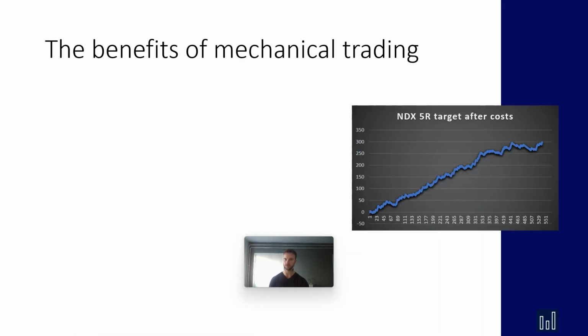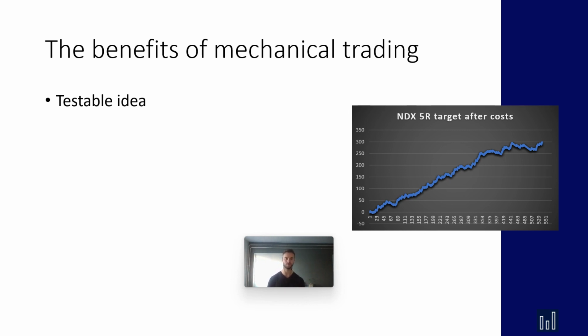So let's first take a look at the benefits of mechanical trading and then go further. So what are the benefits of mechanical trading? First of all, it gives you a testable idea. For example, as you can see on the screen, this is an equity curve from a strategy of mine in the NASDAQ targeting 5R, including trading costs, and it's really good. This is what you can do when you're trading a mechanical system.